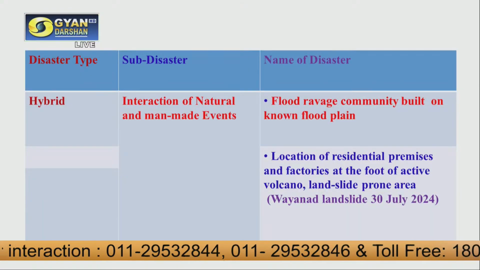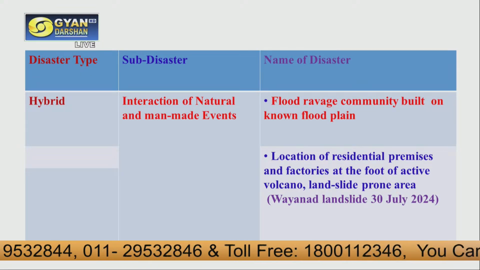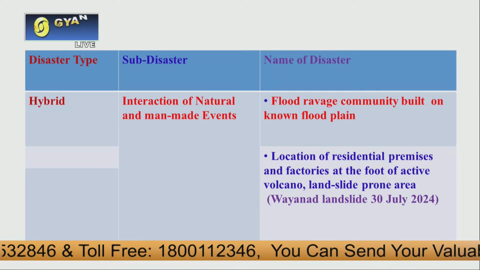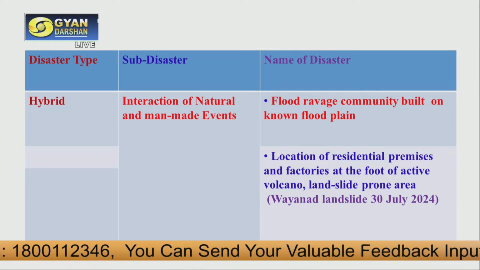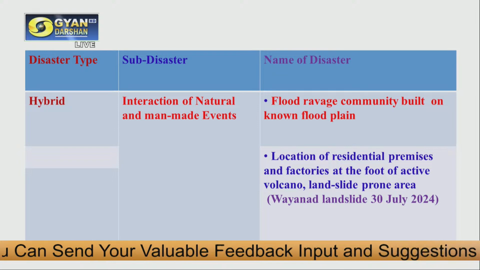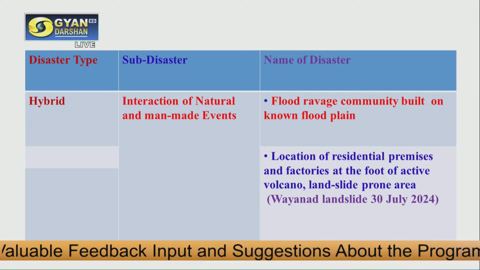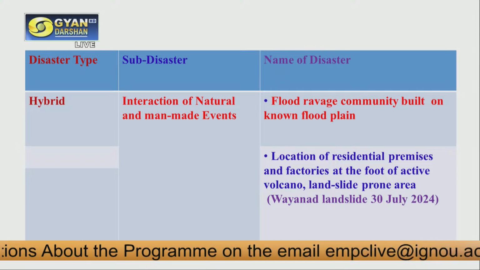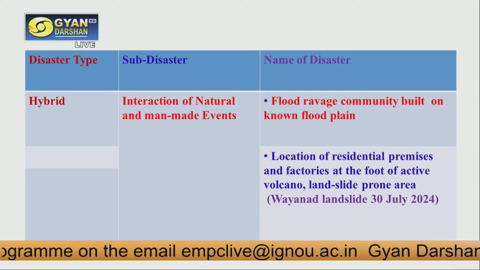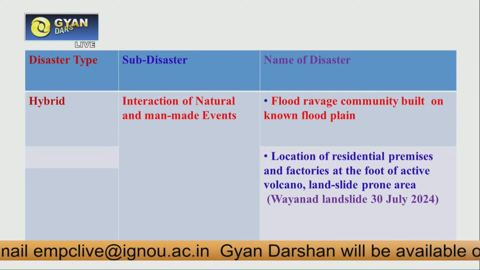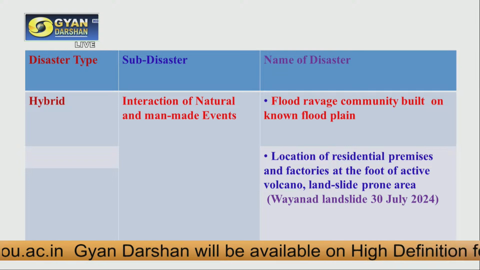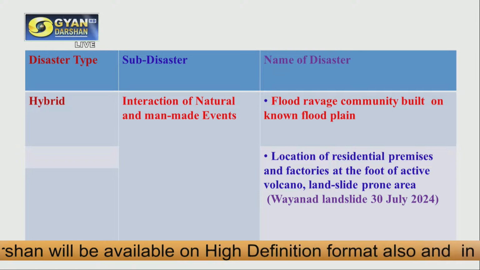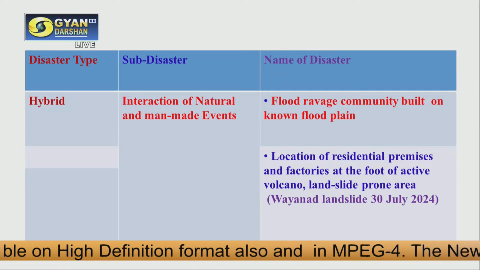Then we come to that last category, which is hybrid disasters, basically. As I told you earlier also, these hybrid disasters are the result of the interaction of the natural disaster and human activities. As I gave you an example of a flood-ravaged community built on known floodplain. It is known that this is a floodplain, it is a flood zone area, and in that you are constructing houses and buildings. So certainly you are inviting a disaster. So there may be that flood disaster, basically, which may occur in this area.